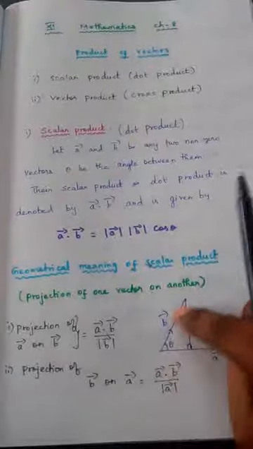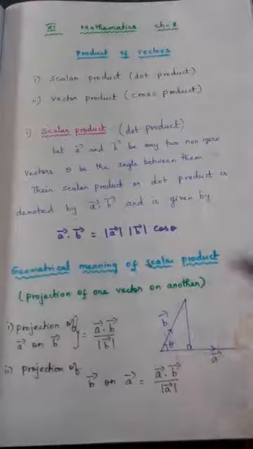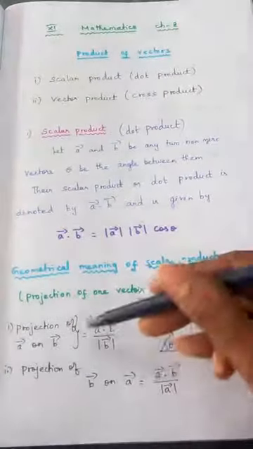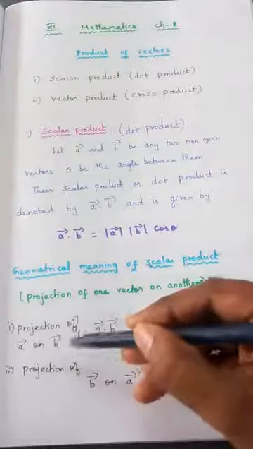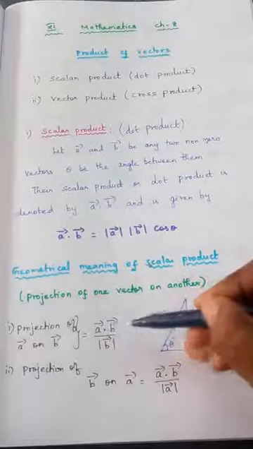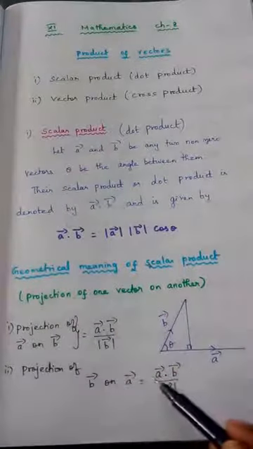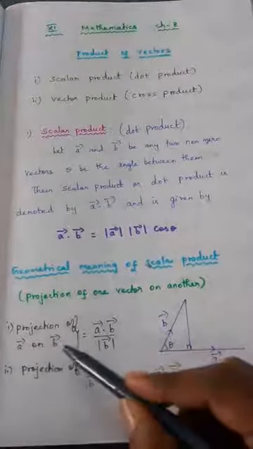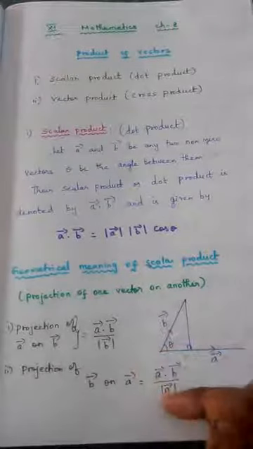So we are trying to take this line and place it on A vector. That is called projection of B vector on A vector. If you see the formulas for both, projection of A vector on B vector, the formula starts like A dot B by modulus B. Here, A vector dot B vector by modulus A vector. So on A vector means the denominator will have modulus A. On B vector means the denominator will have modulus B vector. Try to understand the difference between these two.